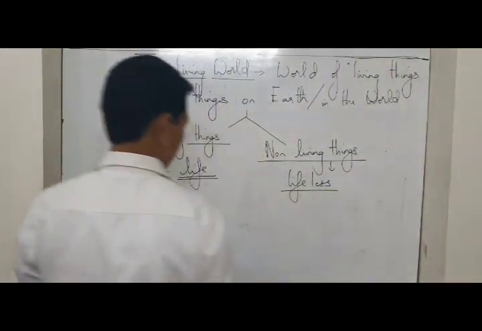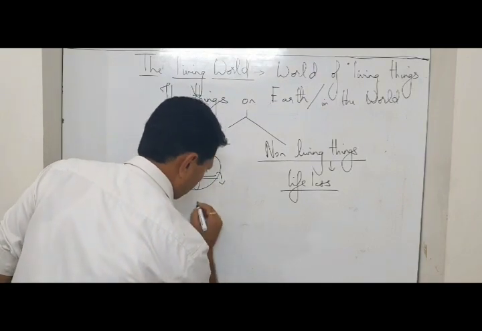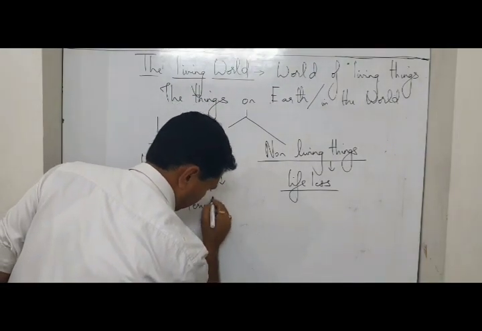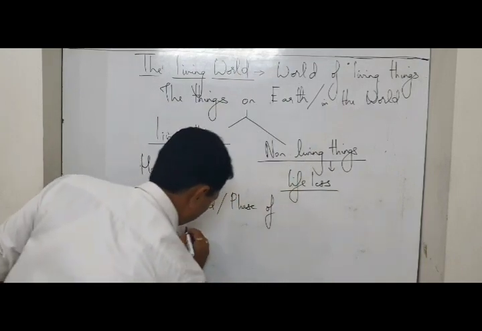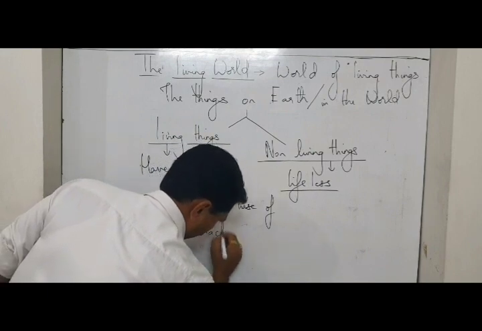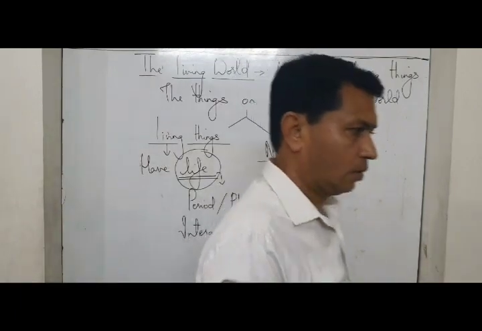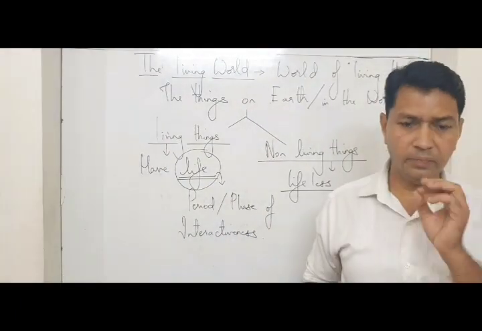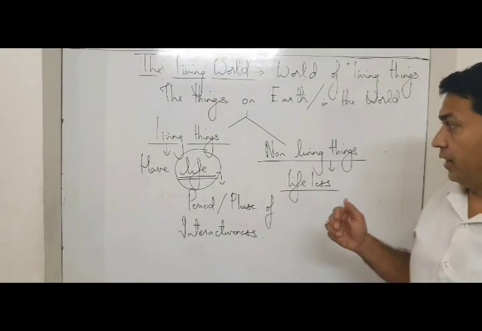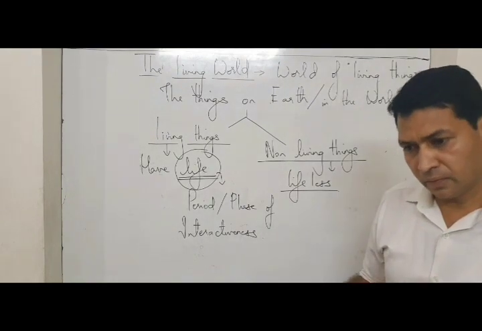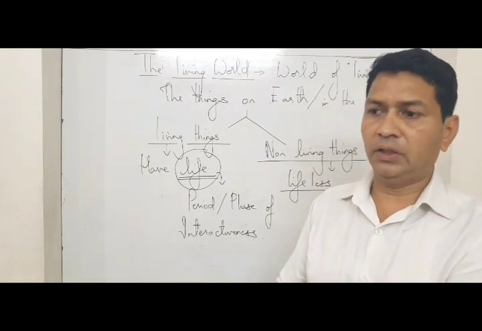Now, scientifically, life is defined as the period or the phase of interactiveness. As long as we can interact, we have life. As long as certain things can perceive any change in the environment.